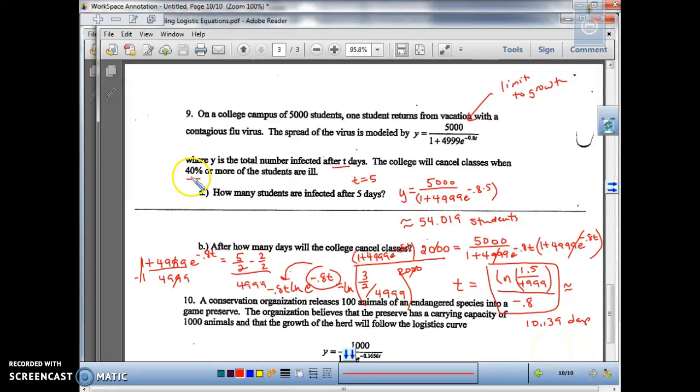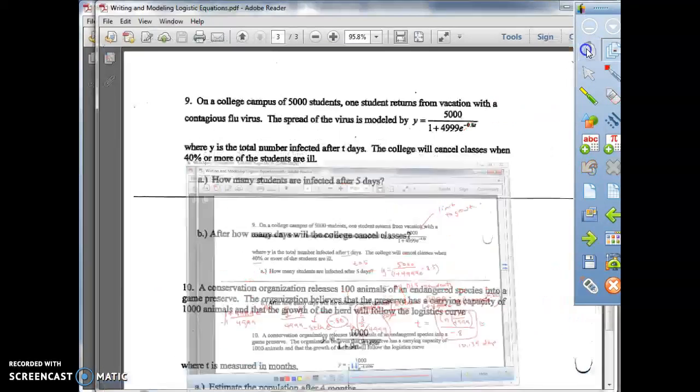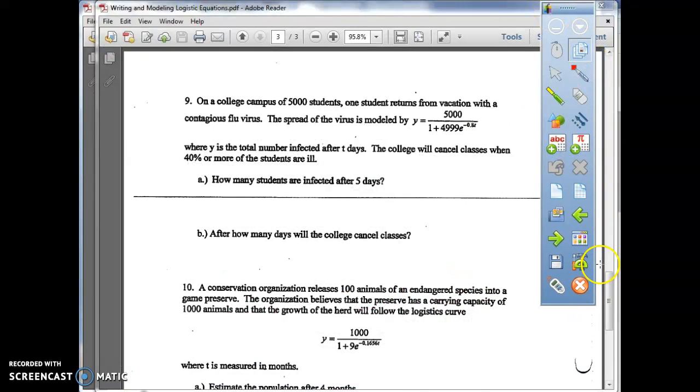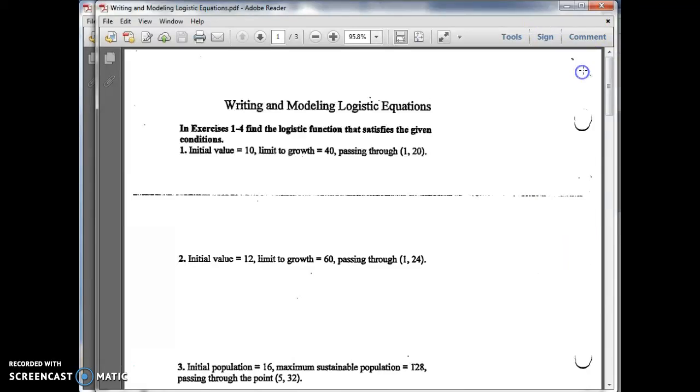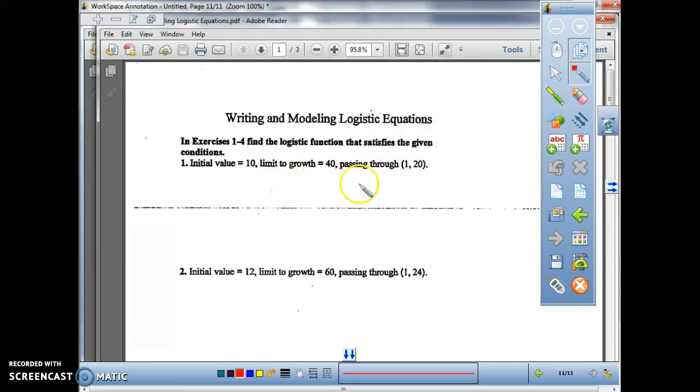Now, what if we're asked to write the equation? Here we used the equation two different ways, but what if we're asked to write it? Let me show you. We're going to do a couple like that. We'll look at number 1 here. I'm going to remember that my model is y is equal to m, which is my limit to growth, over 1 plus a times b to the x, and this is the model that I'm going to use.